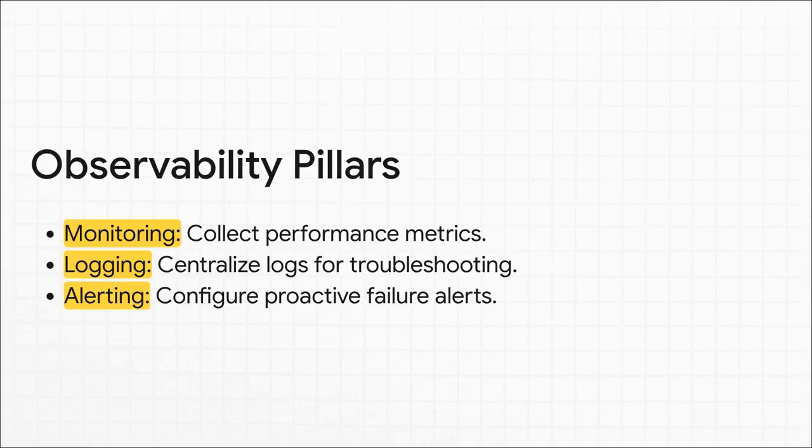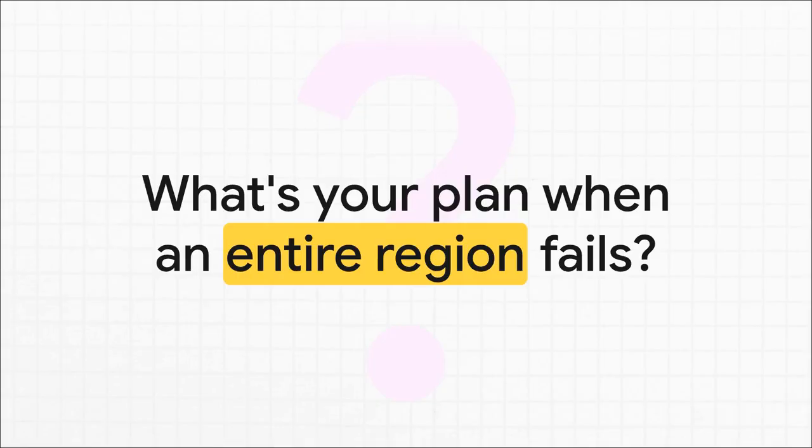This is where observability becomes absolutely non-negotiable. And it really comes down to three things. You need monitoring to see how things are performing. You need logging to have all your troubleshooting data in one place. And you need alerting to tell you when things are about to go wrong, ideally before your users even have a clue.